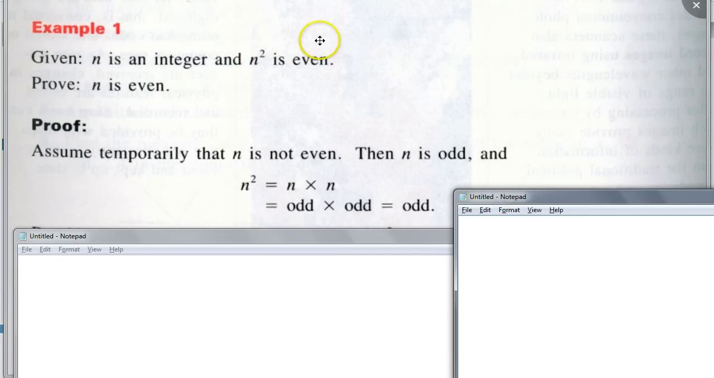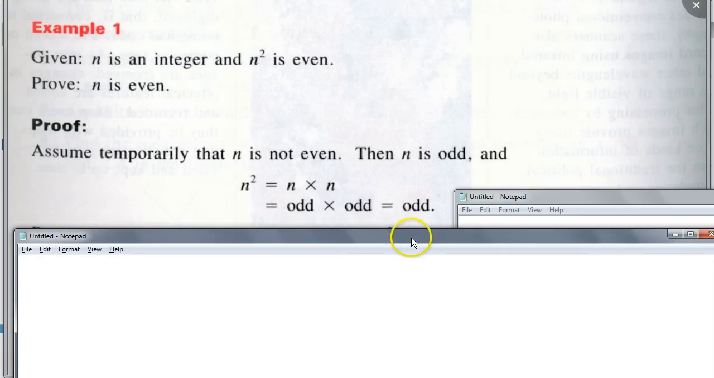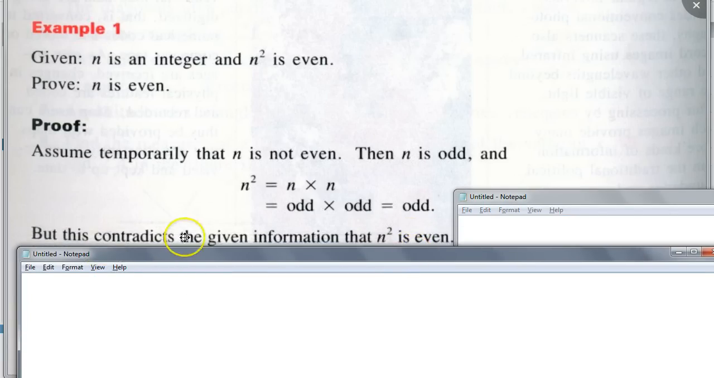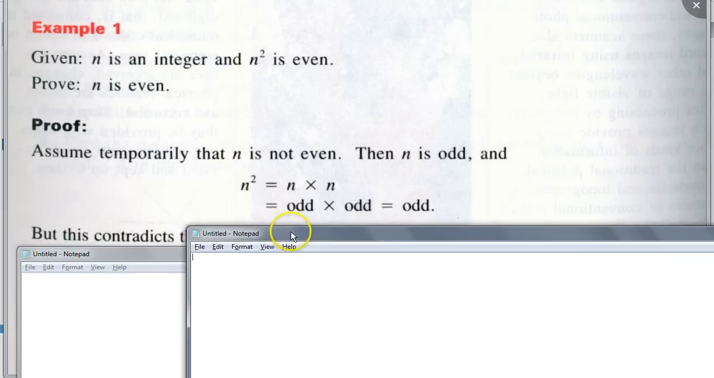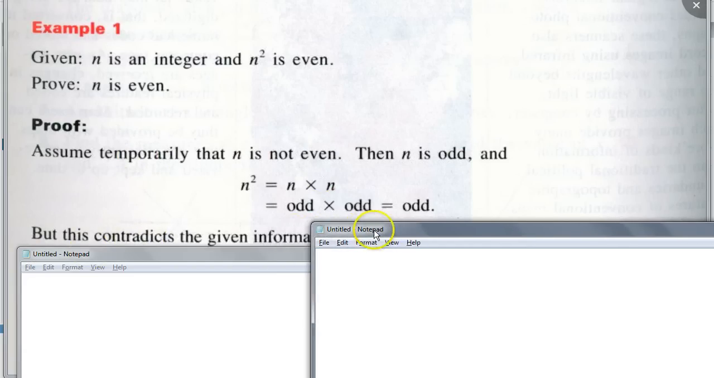It's given, right? We assume temporarily that n is not even, right? As soon as we did that, we were able to reason logically, and then we reached the contradiction. Therefore, here's our step 3. But this contradicts, so you're going to need to write this in step 3. For step 1 you write the phrase, assume temporarily, and then you write, but this contradicts what? Given information. Which given information does it contradict?